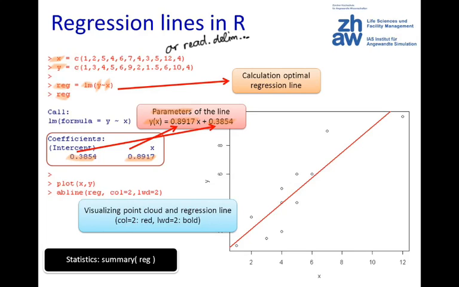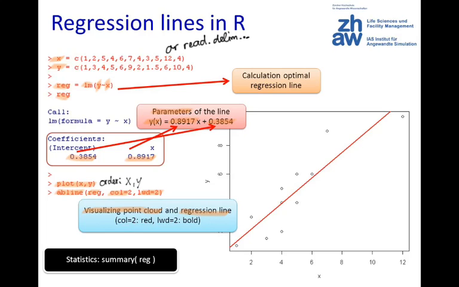This can be plotted by saying plot x y. Please note that the order of x and y is reversed compared to the linear model. To draw the regression line, we can say abline of the regression object, maybe in color red and a bit fat. This is a good type of visualization because you see the point cloud and the regression line as well.